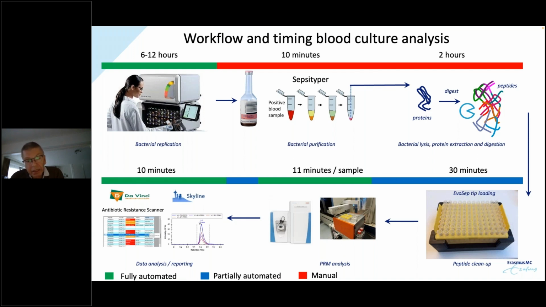It's on this line. It indicates what is fully automated and partially automated. We try to get it fully automated, and it's clear that the red one is the manual part. We try to optimize that to an automated way. I think the bottom line is already partially to fully automated. I think together with Evosep we try to make this fully automated. Next slide, please.